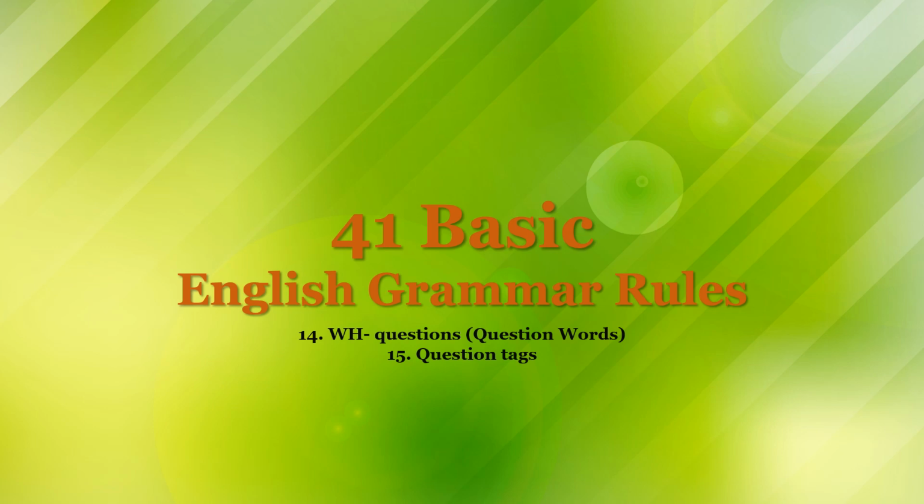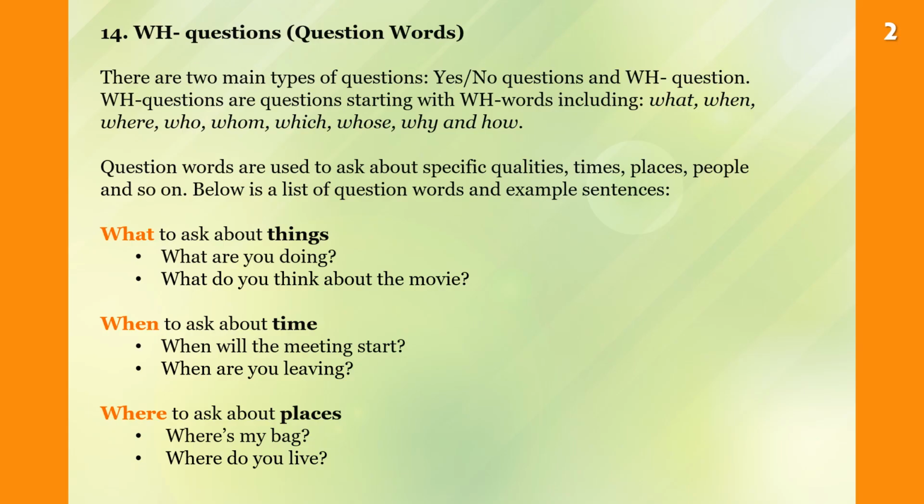We are studying 41 basic English grammar rules, and today we are going to study WH questions and question tags. There are two main types of questions: yes/no questions and WH questions. In other words, you can call it an information question.